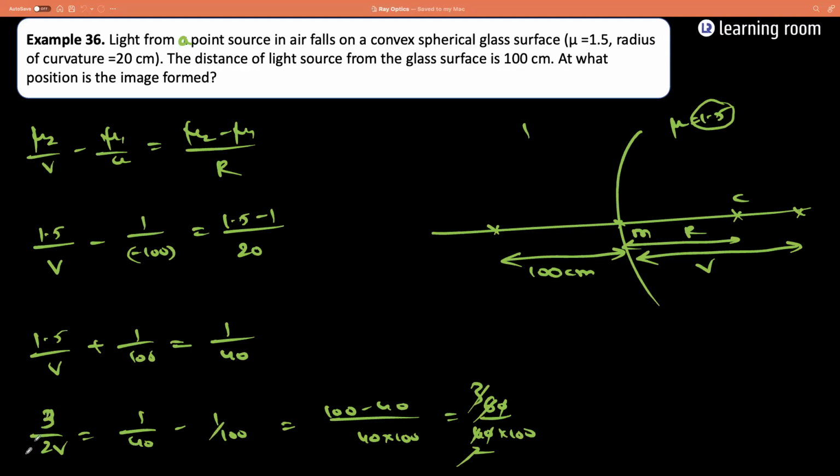So 3 by 2 and 3 by 2 will get cancelled, which implies 1 by V is equal to 1 by 100, or V is equal to 100 centimeters. So the value of V is going to be 100 centimeter. It is formed at a distance of 100 centimeter from the refracting surface.